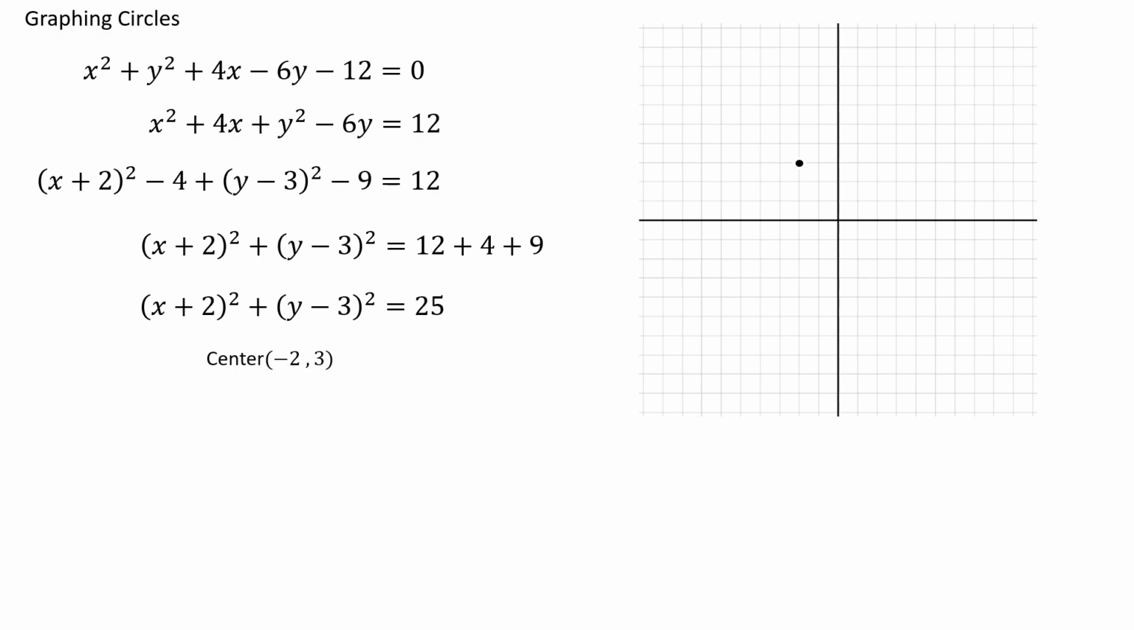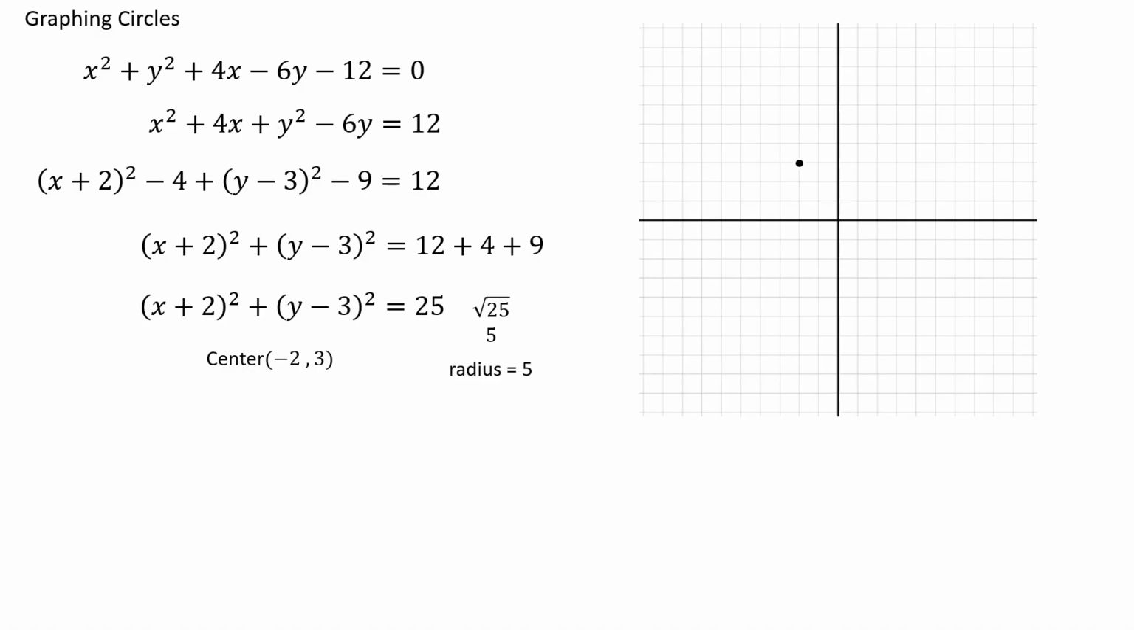Then you can go to graph paper and notice I have put a point at the center, -2, 3. Next, we have to decide how big the circle is going to be. That's easy and it's based on the constant on the right. Simply take the square root of it, square root of 25 being 5, and that is the radius of your circle. Now remember, radius means center to edge.